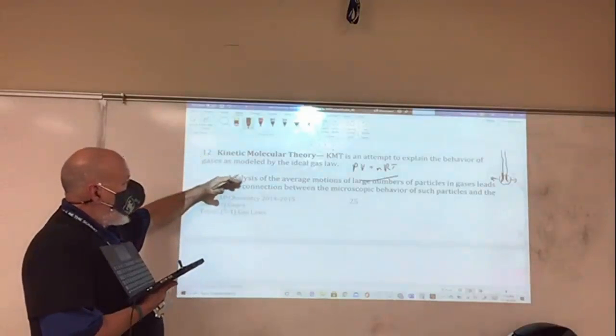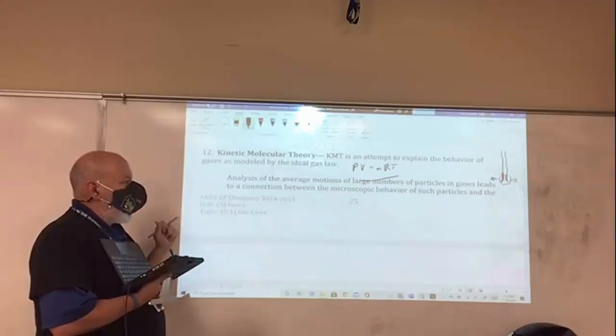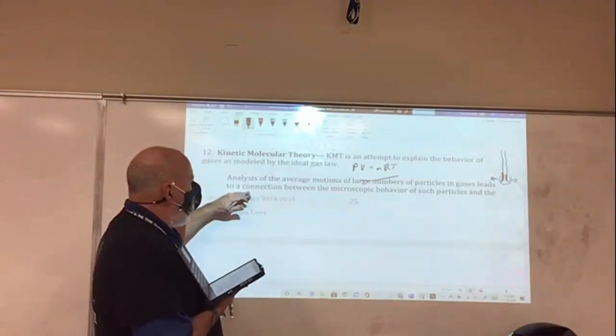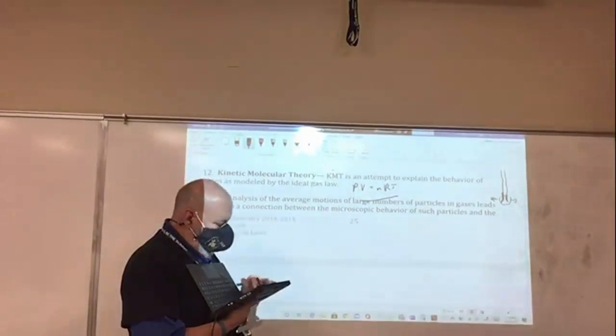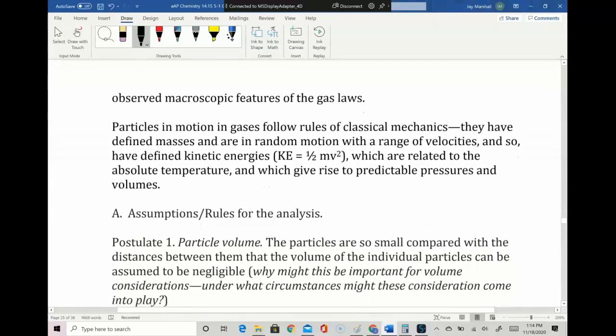But if we analyze the average motions of large numbers of particles in gases, we find out that the features of the gas laws depend on our understanding of the amount of energy that's in the particles. Okay? So, particles in motion in gases follow rules of classical mechanics, classical physics. They have defined masses, and they are in random motion with a range of velocities.